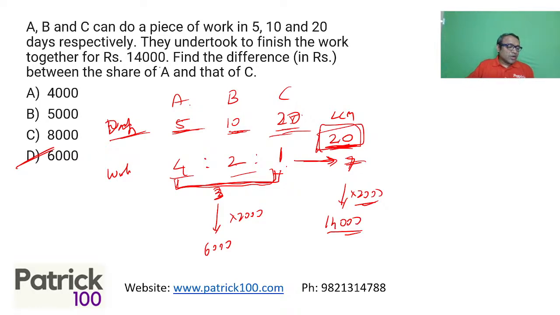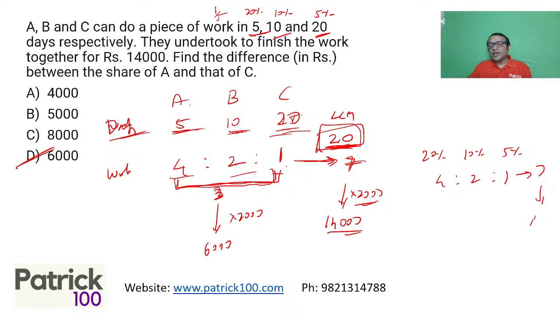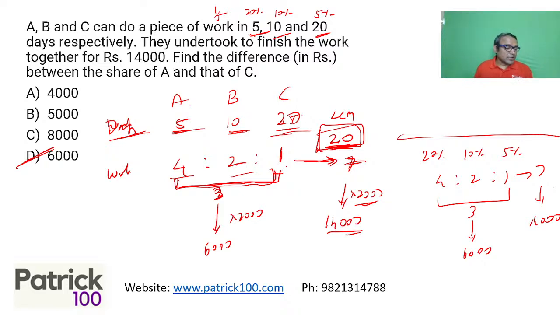You can do it by the percentage method. Okay, yeah, Suraj, you asked me about percentage. If you complete a work in 5 days, in one day you will complete 1 upon 5, or 20% of the work. If you complete a work in 10 days, you do 10% work. If you complete the work in 20 days, you will do 5% work. So they do 20% work, 10% work, 5% work, or you can say 4 is to 2 is to 1. Total 7. 7 stands for 14,000. Same thing. 4 minus 1, 3 will stand for 6,000. Percentage method. It will be the same way. You are just using a percentage to find a ratio and then try to get the answer.